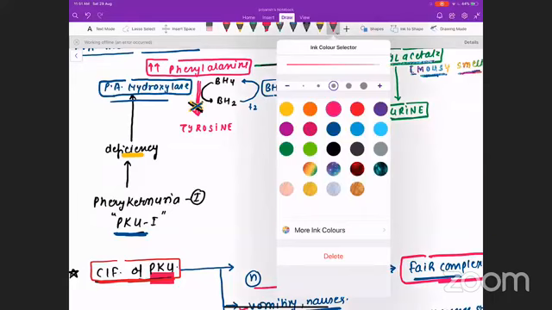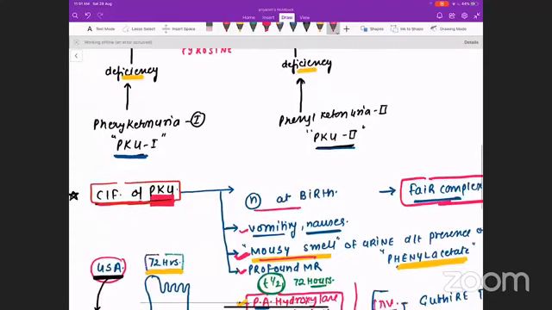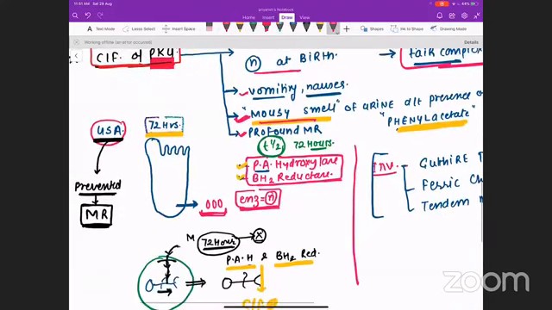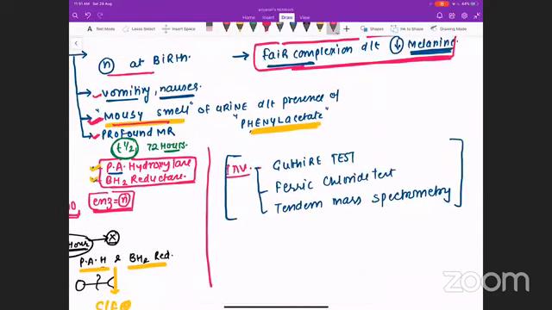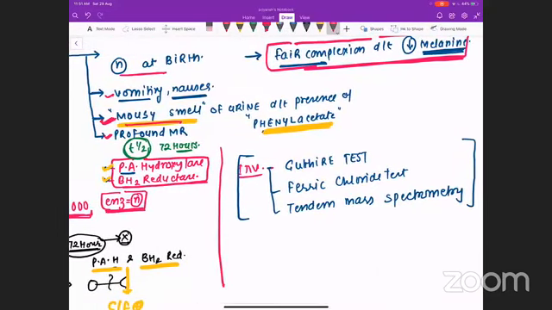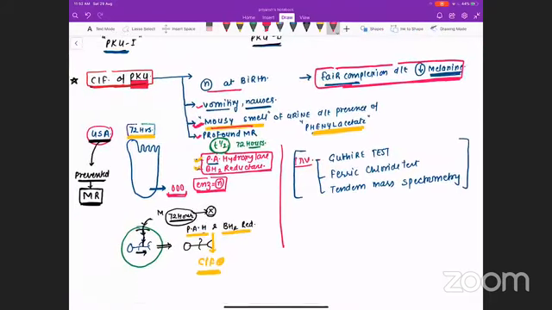We need to avoid the phenylalanine in the diet, so that the phenylalanine will not accumulate and will not lead to mental retardation. The treatment is just to avoid the phenylalanine in the diet. By these 3 tests, we can confirm the diagnosis. So this is all about phenylalanine and the phenylalanine metabolism disorder, that is phenylketonuria.